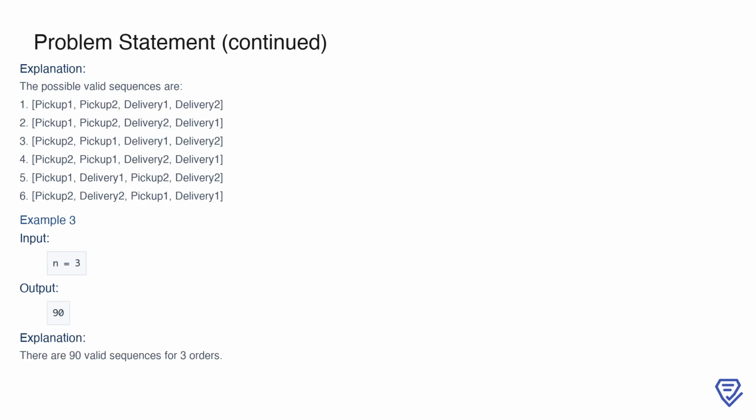For n equals 2, the 6 valid sequences are as follows. We can pick up both orders first, then deliver them in the same order they were picked up, or we can pick up both orders and deliver them in reverse order. Similarly, we can alternate the pickups and deliveries, as long as each pickup precedes its delivery. These combinations result in 6 distinct valid sequences. When n increases to 3, the number of valid sequences grows significantly due to the additional complexity of arranging 3 pickups and 3 deliveries. For n equals 3, there are exactly 90 valid sequences that satisfy the conditions.